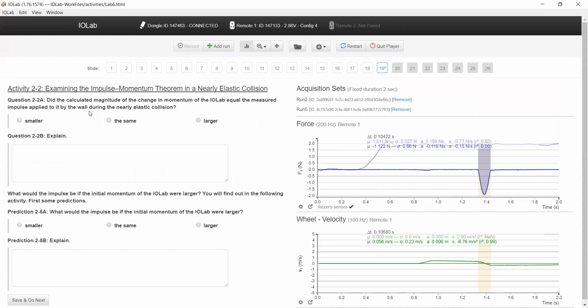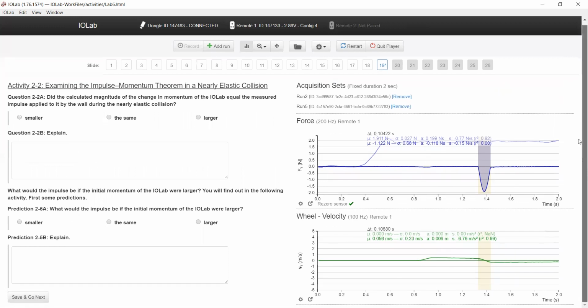Okay, is the calculated magnitude of the change in momentum of the IOLab equal to the magnitude of the measured impulse applied to the wall? So they are asking, is what you got from the calculated value equal to the area, the impulse? Yeah, you can explain.